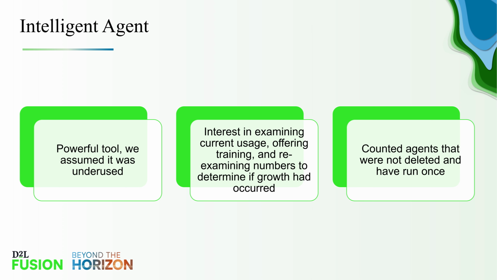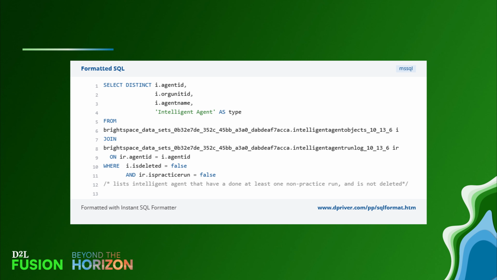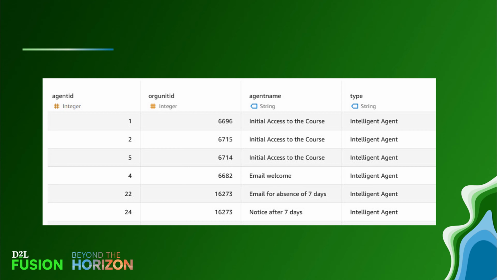The last example is intelligent agents, as it is a powerful tool that we assumed was underused. Our interest was reviewing current usage, offering training and promotion of the tool, and reviewing after to determine the impact. Our definition of usage was a non-deleted agent that was run at least once. This is the SQL snippet that aggregates usage for intelligent agents. And this is the result of that SQL snippet.